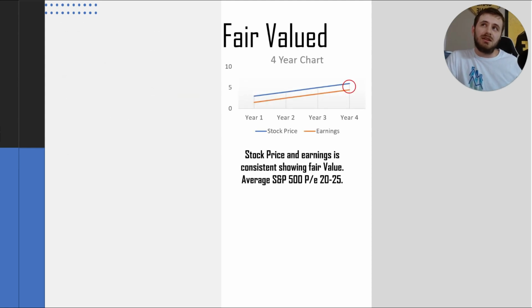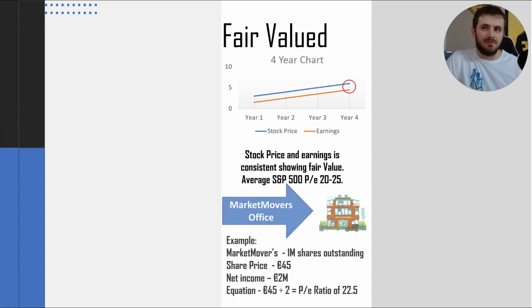The next situation we're going to get into is a fair valued stock. As you can see, the share price and the earnings have gone up at the same pace. So we're looking for this to be between 20 to 25. Again, our little example here gives you 1 million shares outstanding, a share price of 45, and 2 million net income. So it's 45 divided by 2, which gives you a PE ratio of 22.5. This would indicate that the share price is fair valued at the moment.